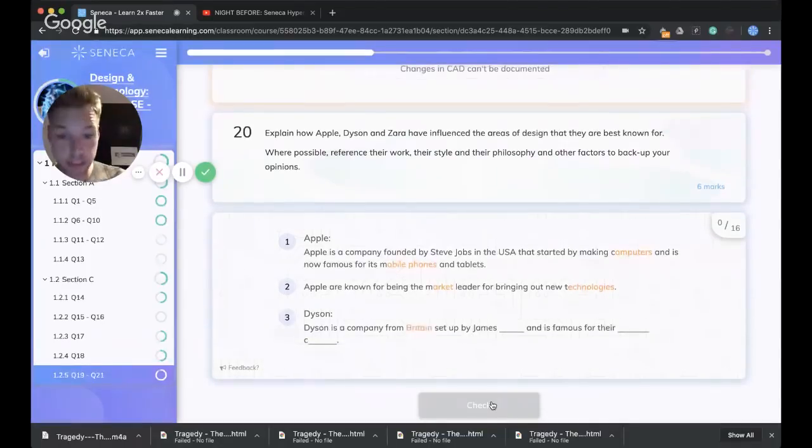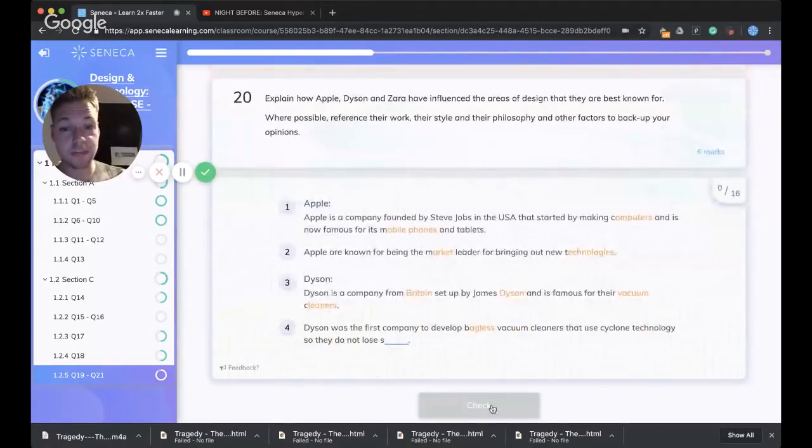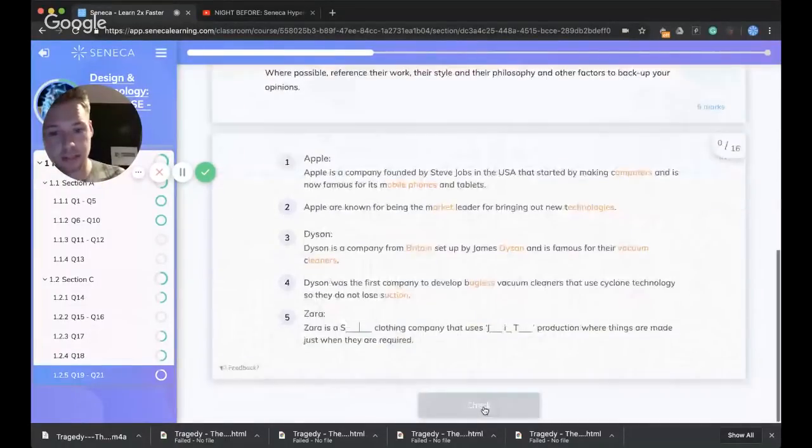So for Dyson, that was set up in Britain by James Dyson and is famous for their vacuum cleaners. So that's their work. And it was the first to develop a bagless vacuum cleaner and cyclone technology. So we're talking about their philosophy and their USPs. So they have less suction.